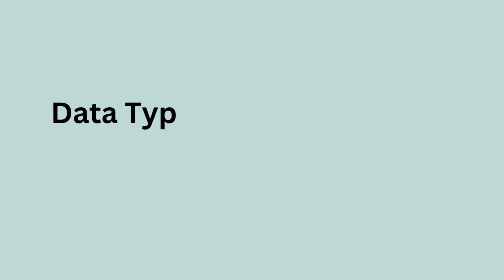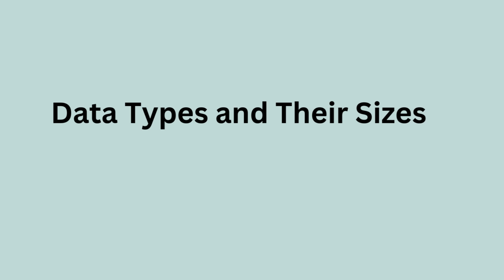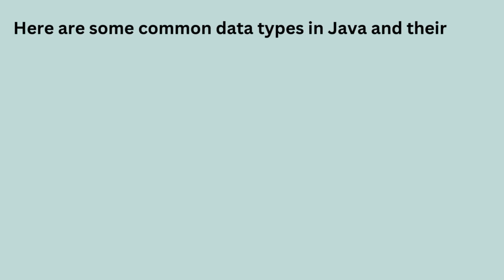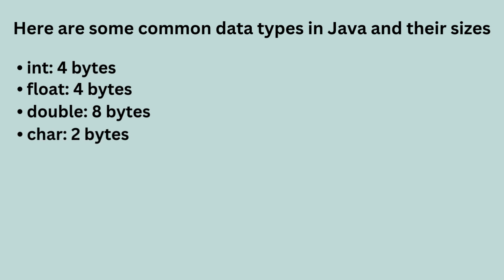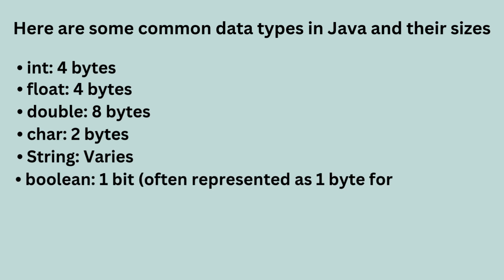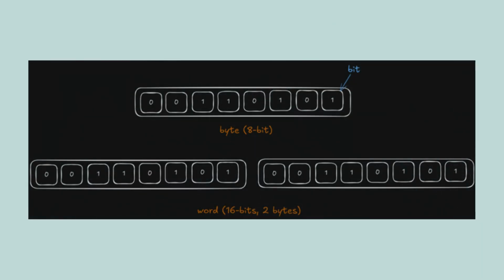Now we will understand data types and their sizes. Data types define the kind of data a variable can hold and how much space they take up in memory. Here are some common data types in Java and their sizes. Int 4 bytes, float 4 bytes, double 8 bytes, char 2 bytes. String varies, depending on the length of the string. Boolean 1 bit, often represented as 1 byte for simplicity. And the smallest unit of memory is a bit, and a byte is made up of 8 bits.